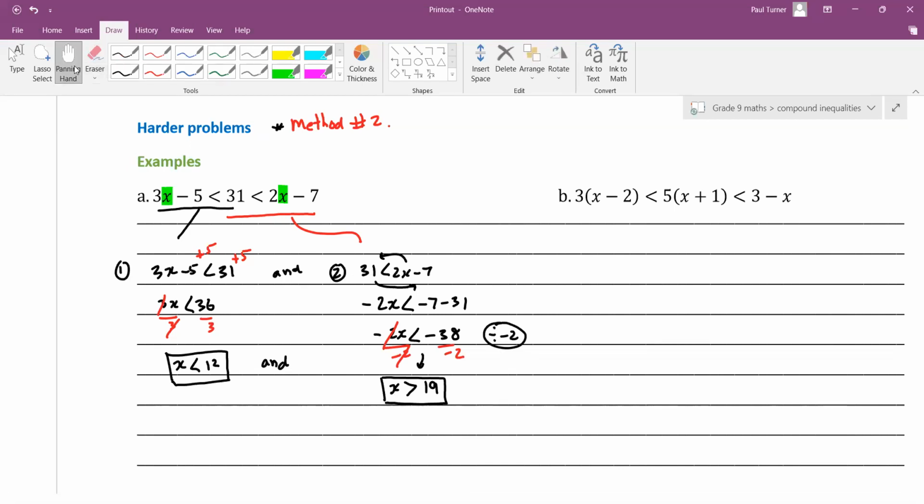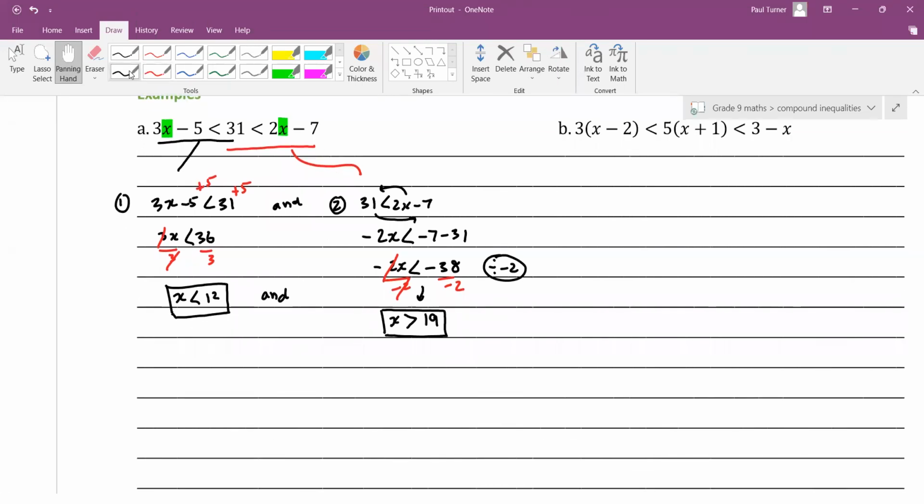But on our number line, we get something interesting. So let's draw a quick number line. You've got 0 about here, 12 here somewhere, and 19, say, here. So x must be less than 12. Let's do that first. And x must be greater than 19. Now look at these two lines.